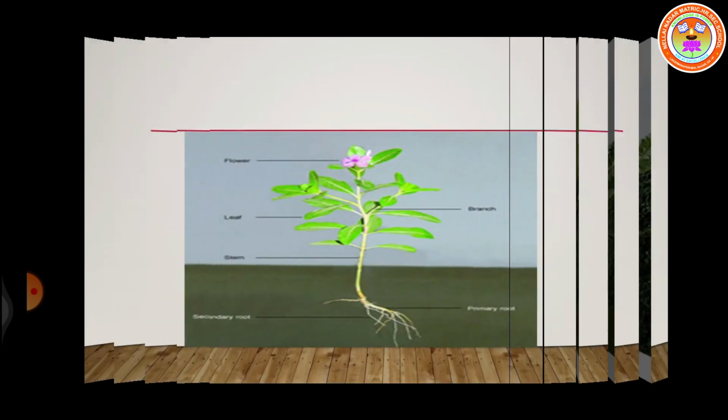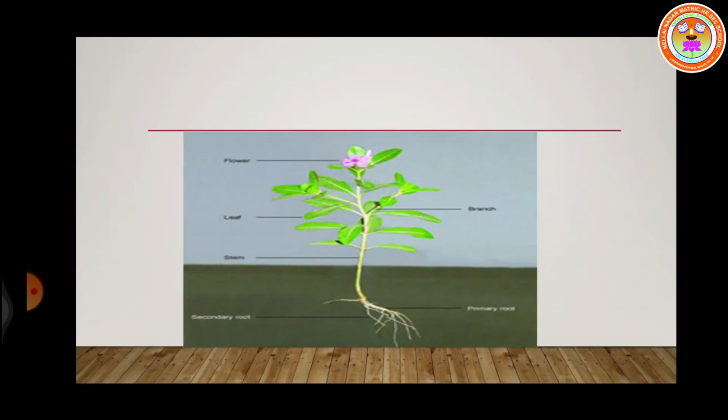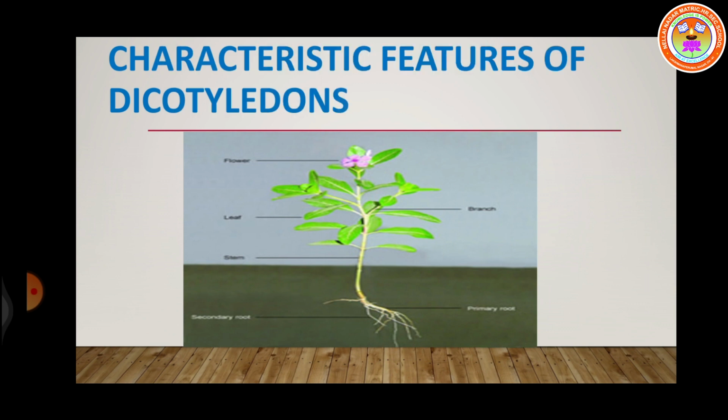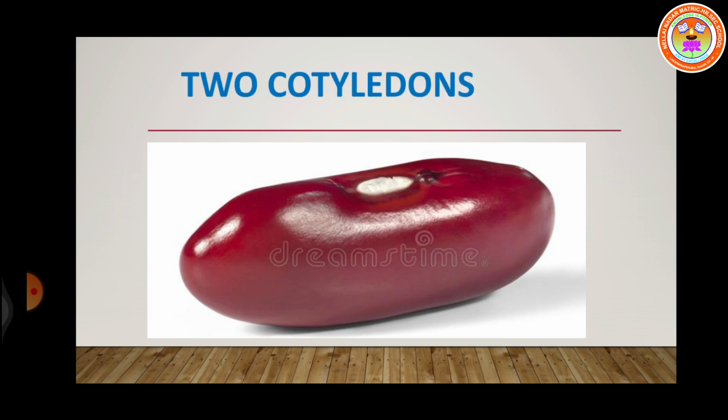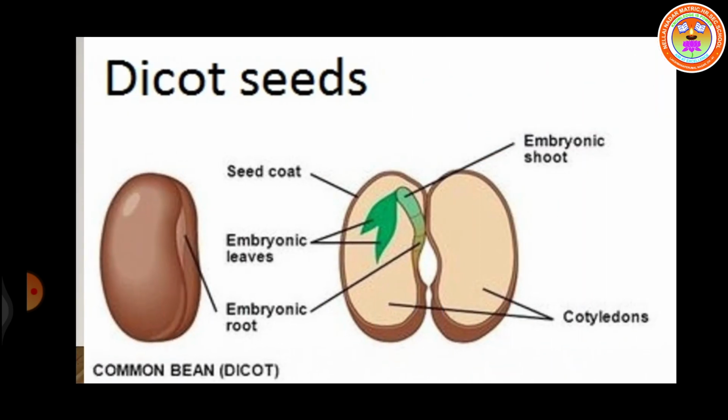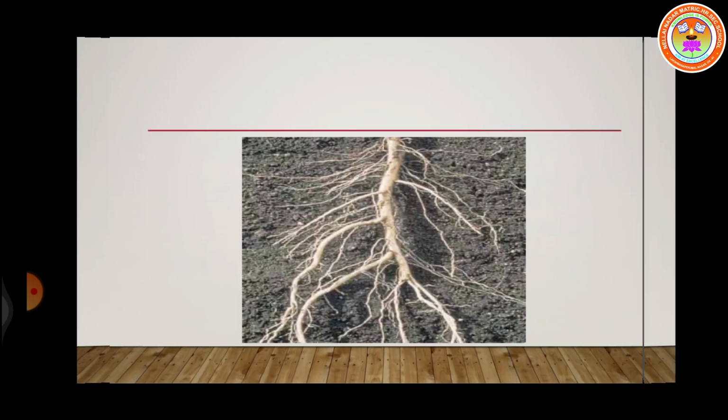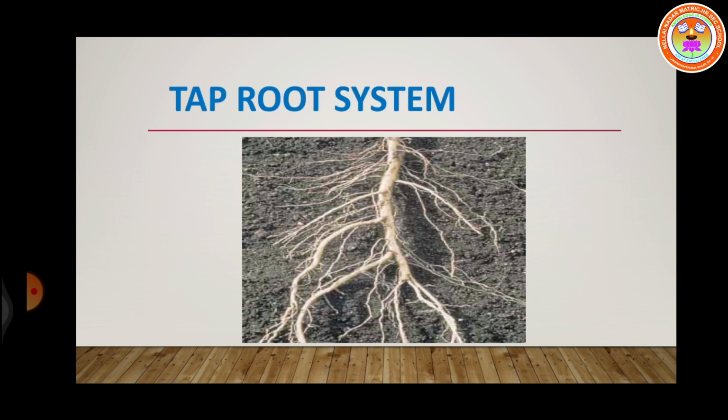Now let us see the characteristic features of dicotyledons. In dicot plants, the seeds have two cotyledons. Here you can see this is a bean seed. It has two cotyledons. The food stored part can be equally divided into two. The plants have a taproot system. Here you can see the taproot system. There is a main primary root, secondary roots and tertiary roots.